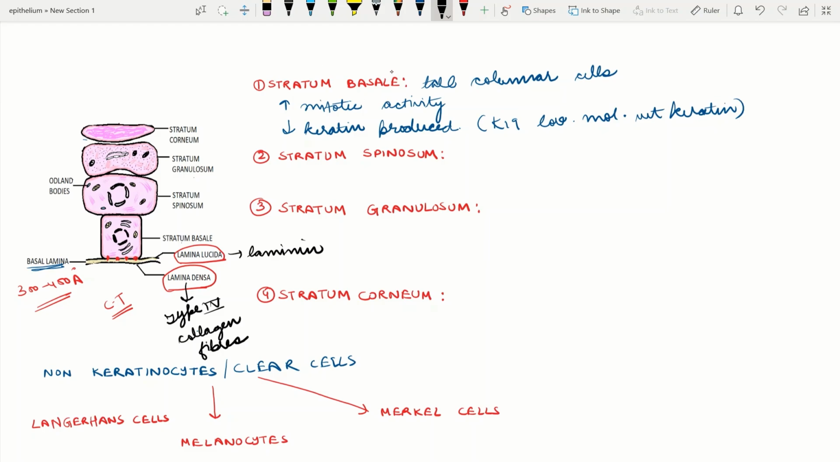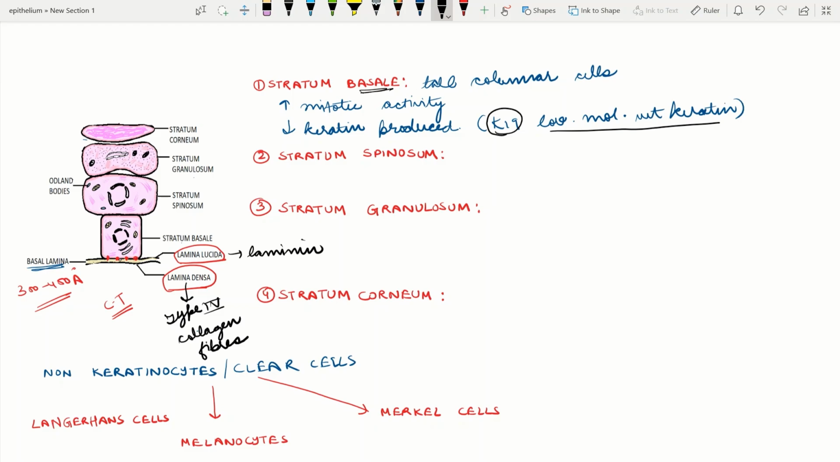So basically the stratum basale has tall columnar cells. As you can see here, this is a tall columnar cell. Here the mitotic activity is more, that is, the keratinocytes will be proliferating at a much rapid rate. The keratin production is less here, and the keratin that is produced in stratum basale is of low molecular weight.